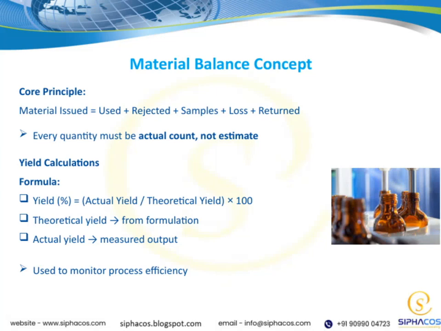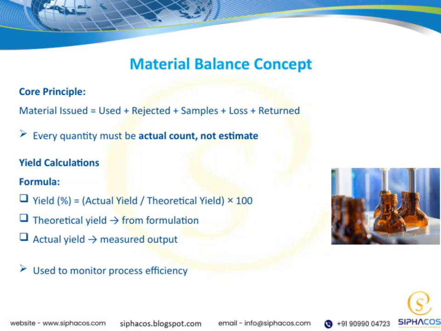Let's talk about the material balance concept. The core principle here is quite straightforward. The material issued must equal the sum of what is used, rejected, sampled, lost, and returned. In other words, everything that goes into the process should be accounted for accurately. And it's really important to emphasize that every quantity involved must be an actual count, not an estimate. This ensures we maintain precision and reliability in our calculations.